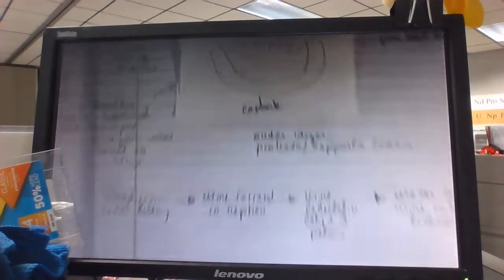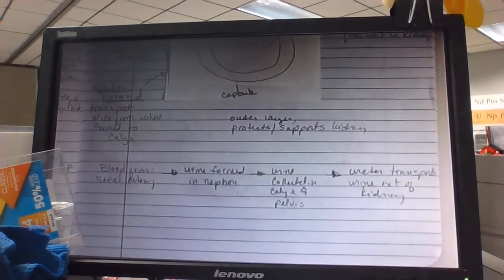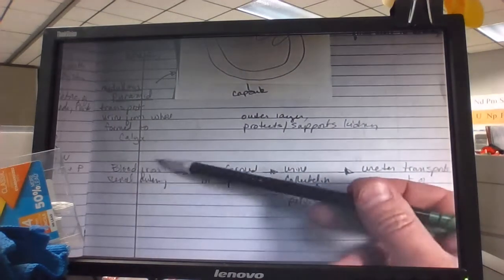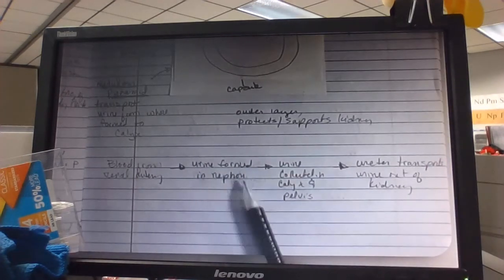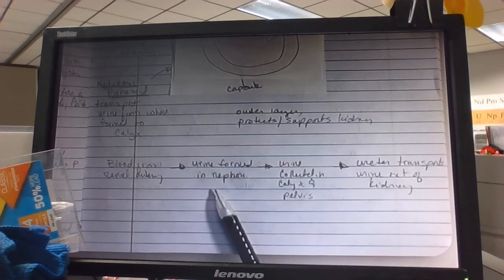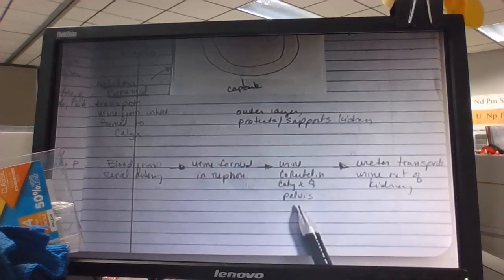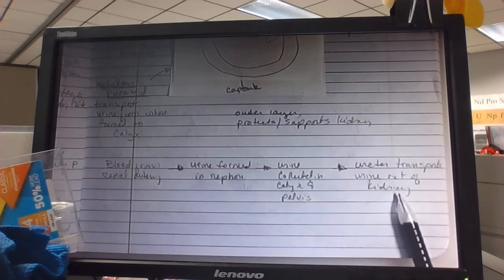And so the basic steps through the kidney: the blood from the renal artery runs through the nephrons, which we'll look at in a moment, to filter it and form the urine. The urine is collected in the calyx and the pelvis, and the ureter transports the urine out of the kidney.